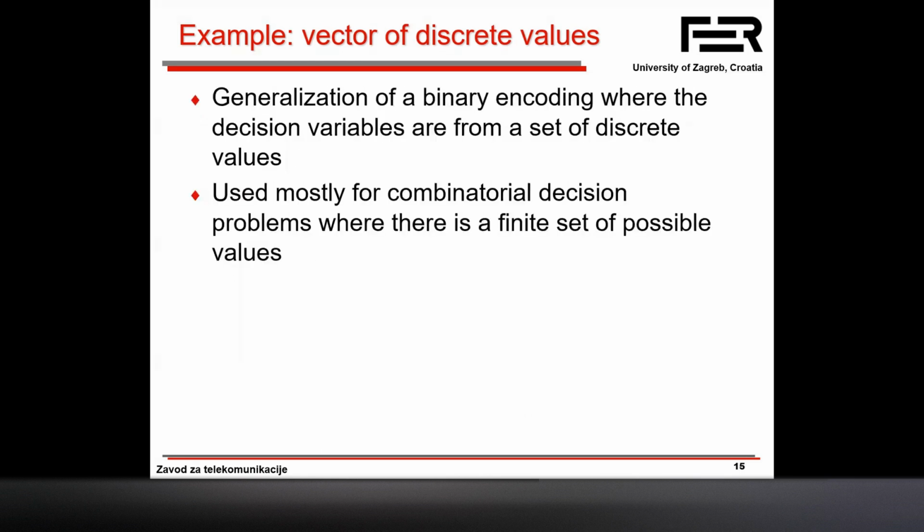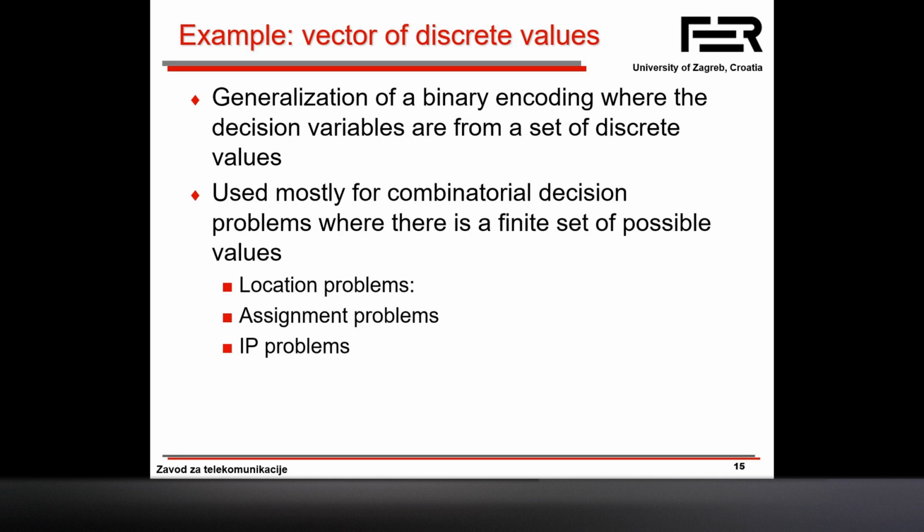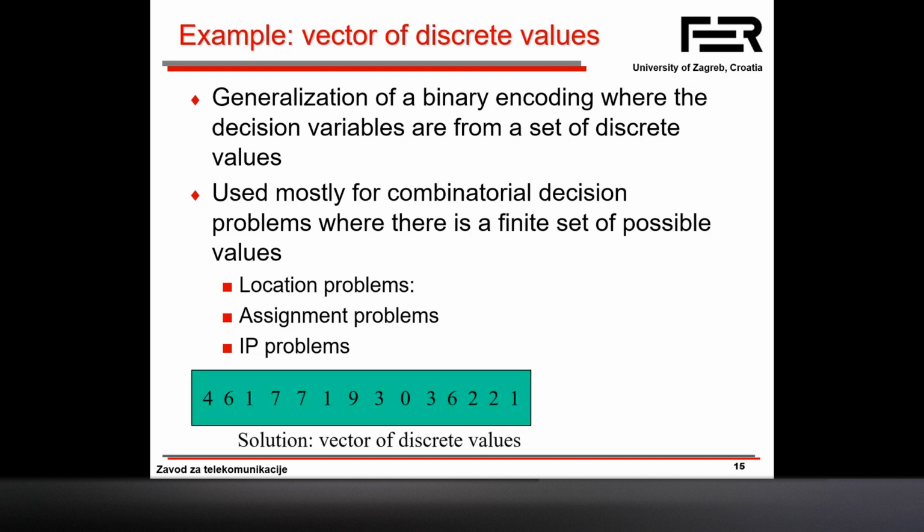A more general approach would be encoding, where these decision variables can be assigned any value from some kind of discrete set of values, some kind of alphabet. This we can use mostly for combinatorial optimization problems where we have a certain set of possible values. Examples are location problems, assignment problems, integer programming problems. Location problems, again, try to indicate at which location, for example, a certain element will be scheduled. Assignment problems, where, let's say, jobs will be assigned to which machines, and so on.